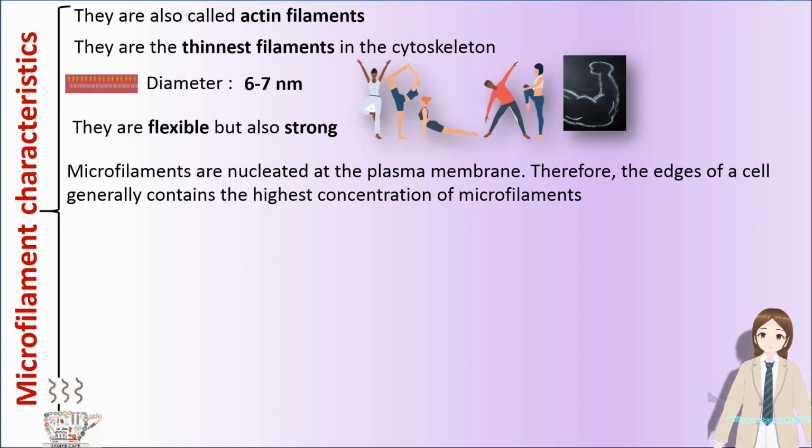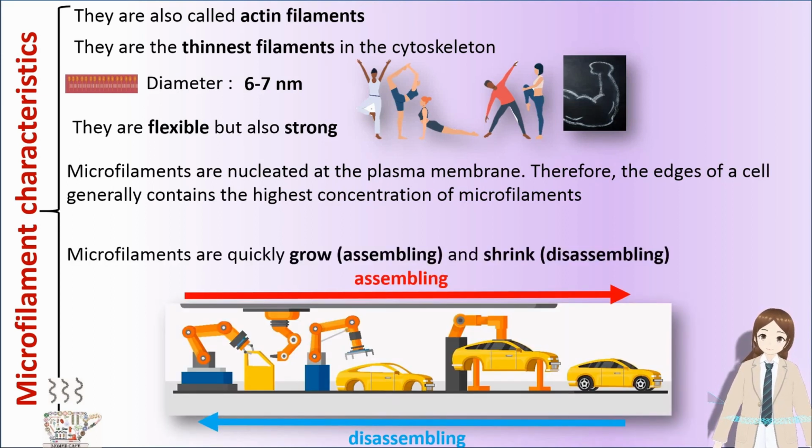Microfilaments are nucleated at the plasma membrane. Therefore, the edges of the cell generally contain the highest concentration of microfilaments. Microfilaments quickly grow or assemble and shrink or disassemble.